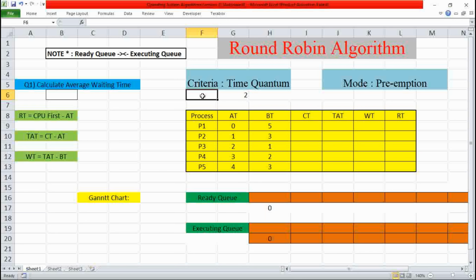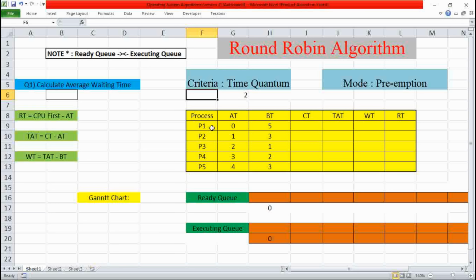I will explain this point with the following numerical, which has five processes already given to me: P1, P2, P3, P4 and P5. There are 5 things that we need to cover in this algorithm, which are completion time, total arrival time, waiting time and response time, and we need to complete this Gantt chart.